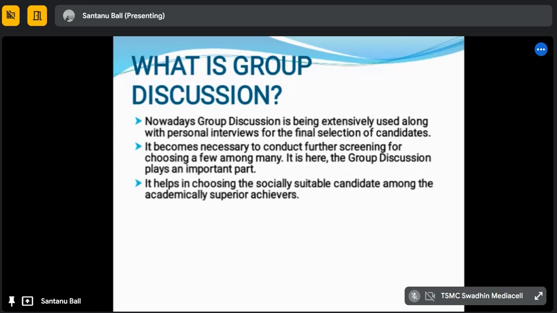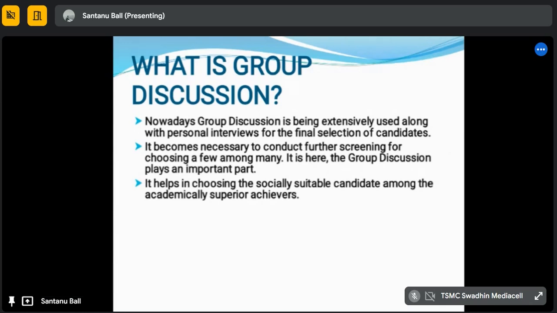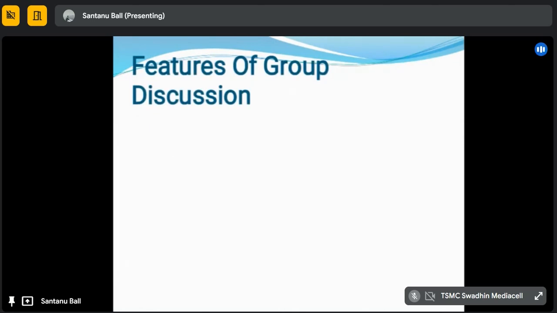And the next point I want to mention, which is very important, is it helps in choosing the socially suitable candidate among the academically superior candidates. These are the basic points I want to mention here in the slide on what is group discussion. Now, the second thing I want to focus on is the features of group discussion. What are the main features of any kind of group discussion?